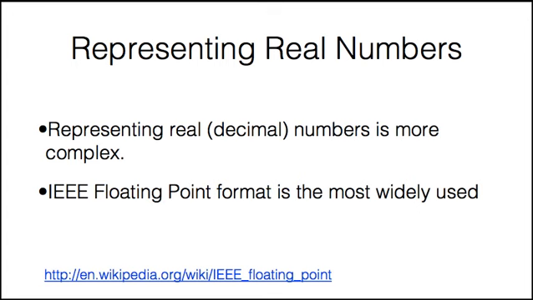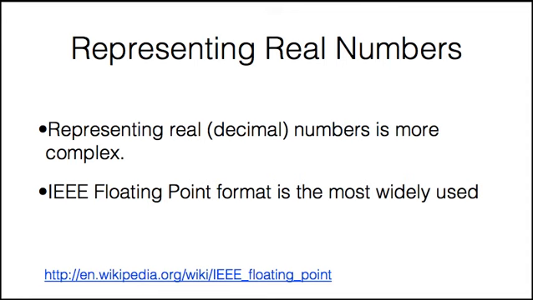I mean, you could say we could have a bunch of bits representing the whole number part, and then a bunch of bits representing the decimal part, with a presumed or implied decimal point between them. I suppose you could make something like that work. But for most applications, we actually use something called floating point.